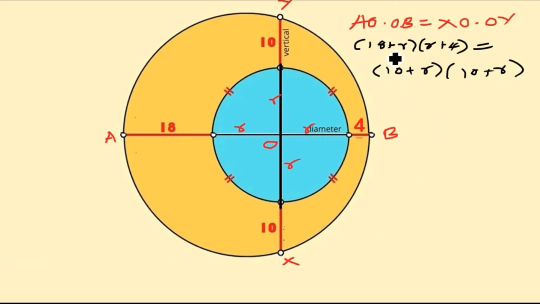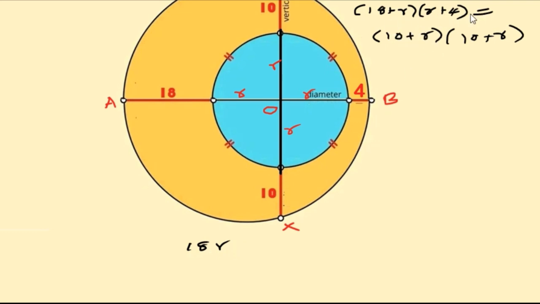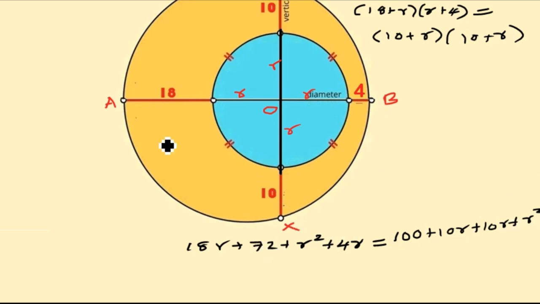Now, 18 plus R times R plus 4 gives 18R, then 18 times 4 is 72, then R times R is R squared, then R times 4 is 4R. This equals 10 plus R squared, which gives 100, plus 10R, plus 10R again, plus R squared. You can see R squared is common on either side, so R squared cancels with R squared.